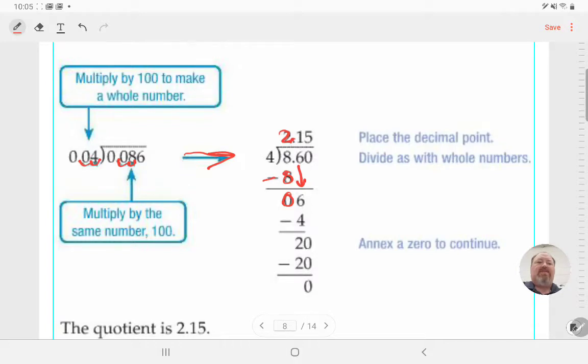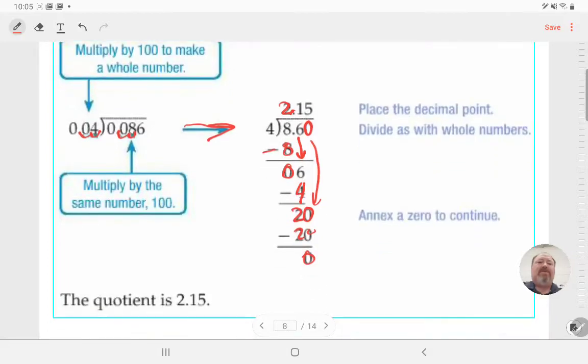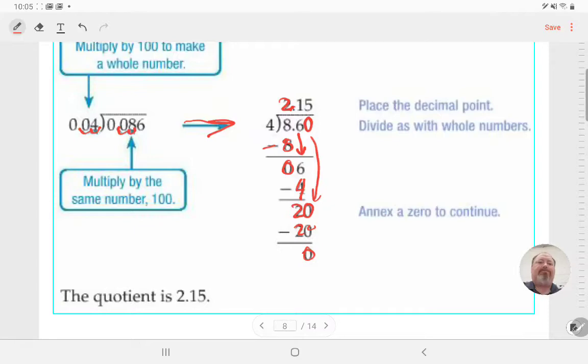4 goes into 6 one time. 6 minus 4 is 2. We have to add or annex a 0, bring that 0 down, and now 4 goes into 20 five times, and now I have 0. So that's how the decimal works with a division problem. So the quotient would be 2.15, or the answer, okay?